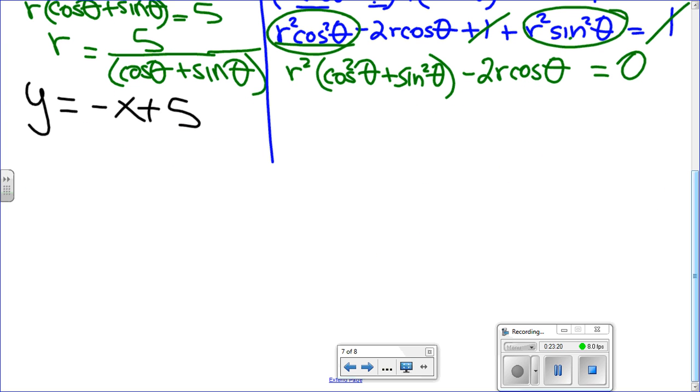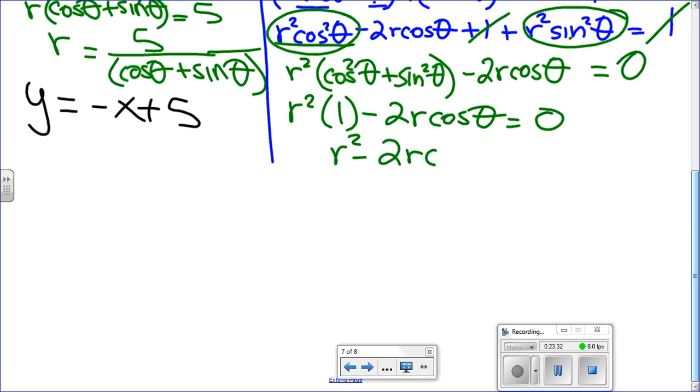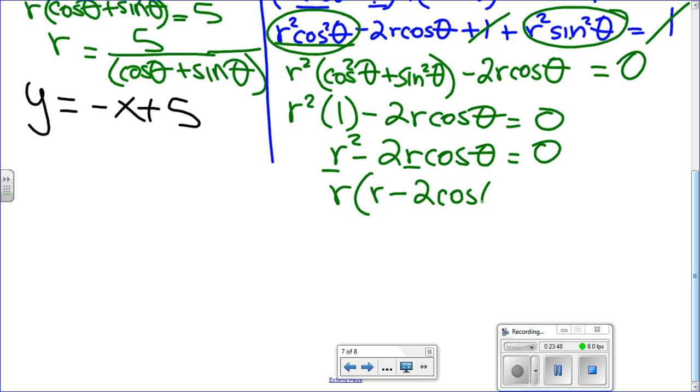So let's just replace this r squared cosine squared plus sine squared with a 1 by the Pythagorean identity. And so now we just have r squared minus 2r cosine theta equals 0. And now they both have something in common, right? R. So would it be a parabola? Kind of? I don't know. We'll discover that. Is it a quadratic formula? What is it?